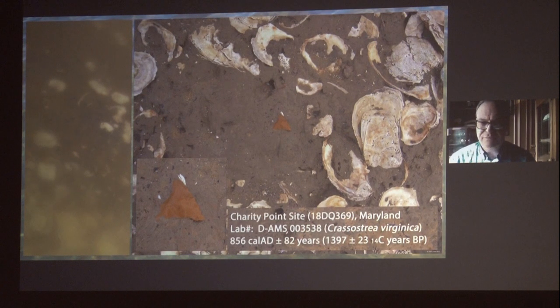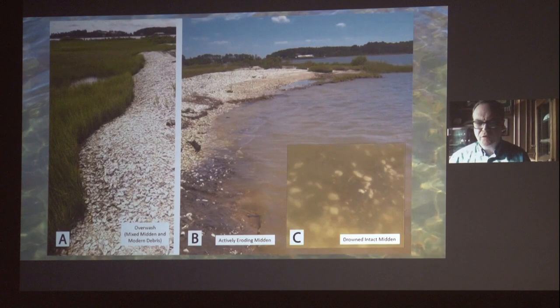And you can see diagnostic projectile points. There's pottery and other things. We've dated it. It's around 856 Cal AD. So there is a drowned landscape there that people had access to, or at least threw their garbage on. But more importantly, you look at the near shore, and you can see the drowned midden.